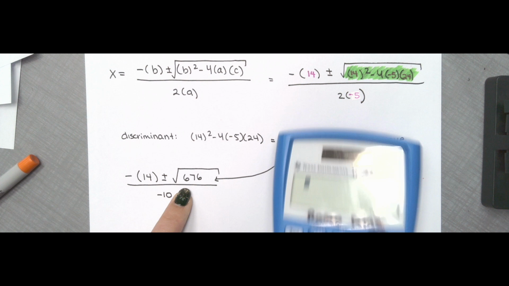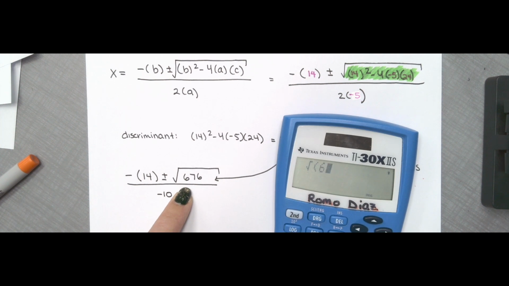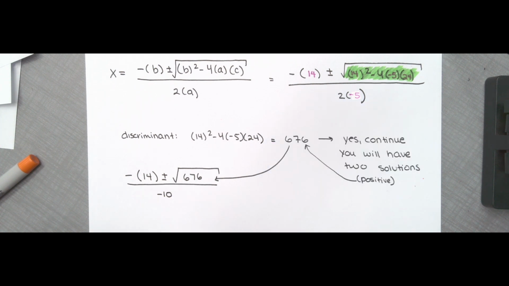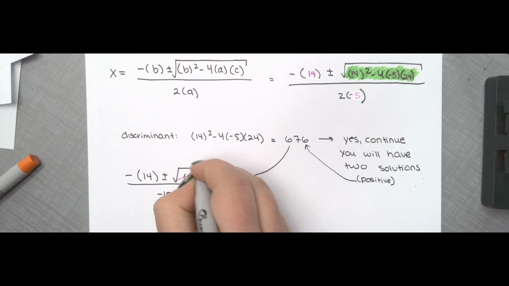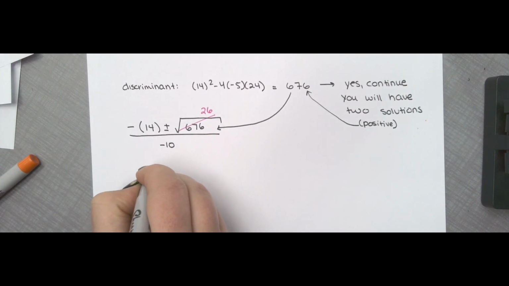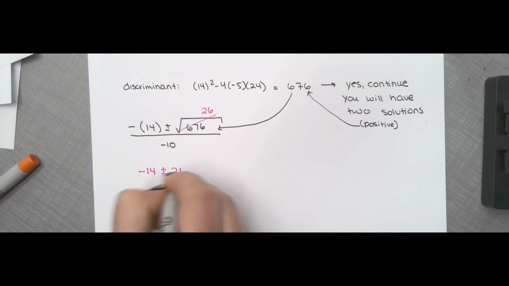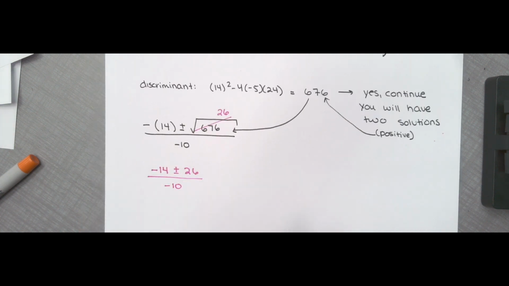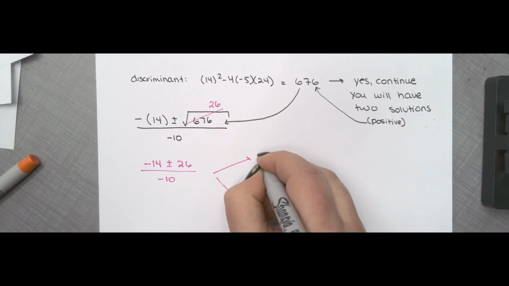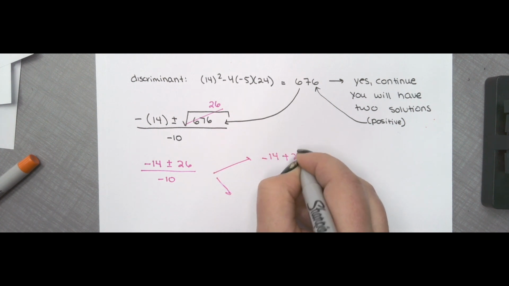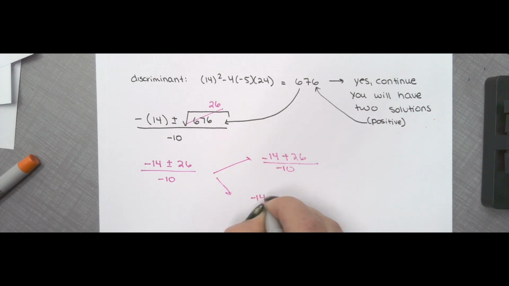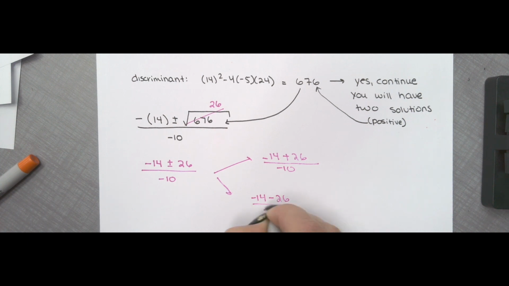Let's see if we can get lucky with the square root of 676. And yes, we can. Oh, happy dances all around. So that gives me 26. So we got -14 plus or minus 26 divided by -10. And because we have 2, a plus and a minus, we have to split it up. -14 plus 26 divided by -10. And -14 minus 26 divided by -10.